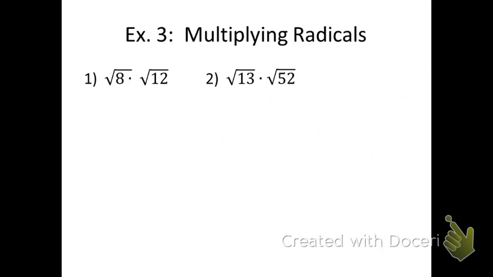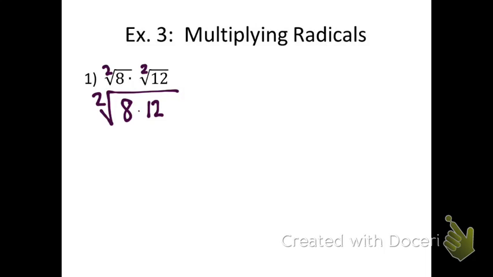Continuing on, multiplying radicals. Multiplying radicals is very easy. As long as the indexes are the same, you can multiply your radicals together. So, for example, on example 1, radical of 2, radical of 2, multiply them together. So we could just put it under a big radical. Square root of 8 times 12.